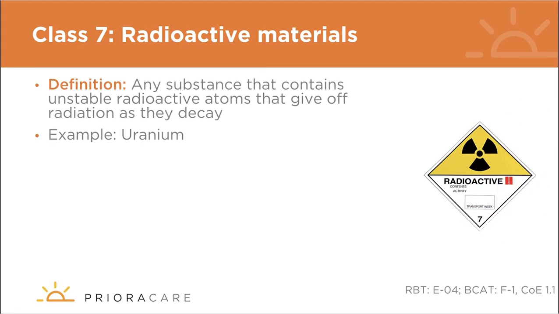Class 7 includes radioactive materials, which is defined as any substance that contains unstable radioactive atoms that give off radiation as they decay. One example of a radioactive material is uranium.